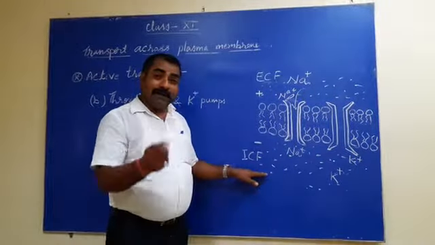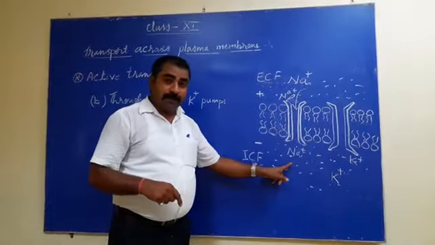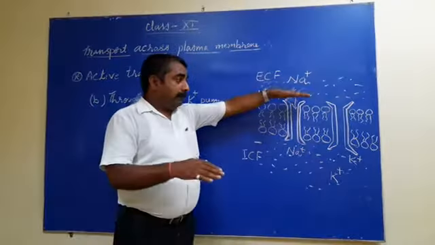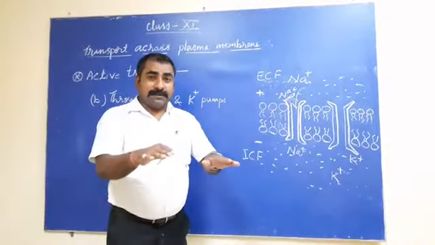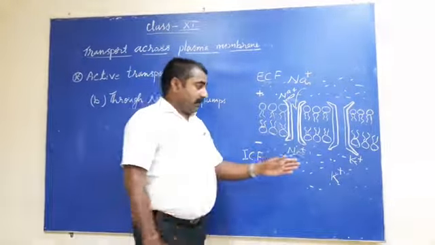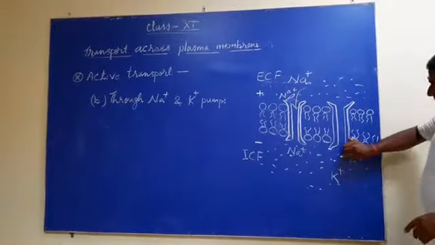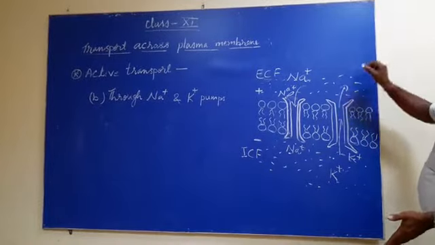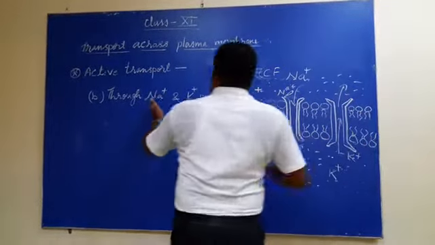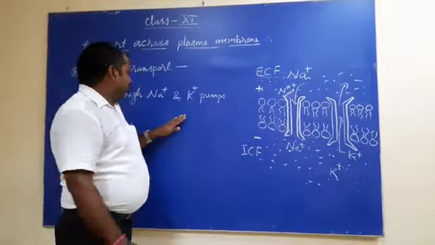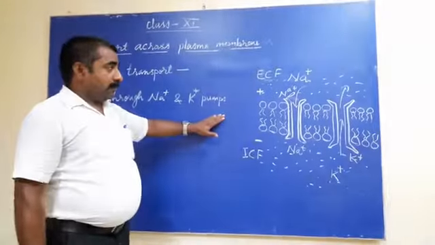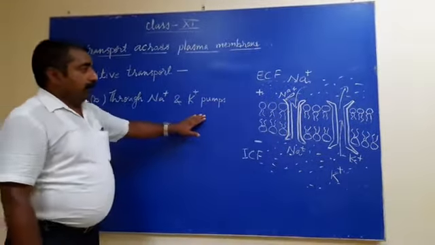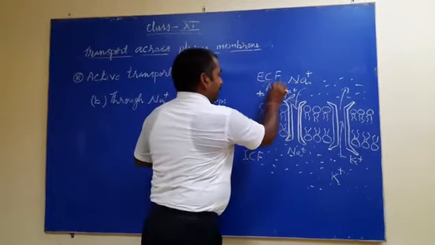Now ICF should always be negatively charged, but due to the entry of sodium ions, it will slowly become positively charged. So in order to bring the membrane into a polarized condition, an equilibrium condition in terms of ions, the potassium pumps open, and due to the opening of the potassium pump, material from ICF goes out. In this manner, materials are transported across the plasma membrane through sodium and potassium. So that was the explanation about active transport which occurs through the sodium and potassium pump at the expense of ATP energy.